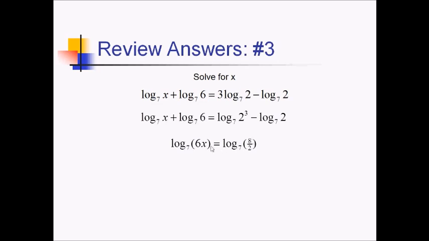Now since we only have one log on each side, we can cancel out those logs, leaving us with 6x equals, this will be 4 over here. And then dividing by 6, we get x equals 2/3. Just to double check, there's only one variable here, so you're not going to be taking the log of a negative or 0, so this answer is good.